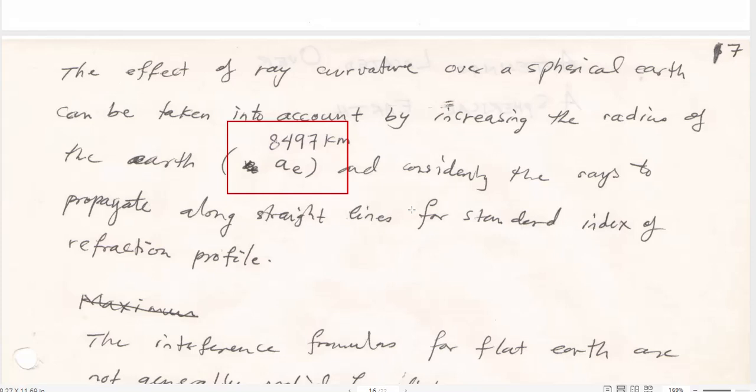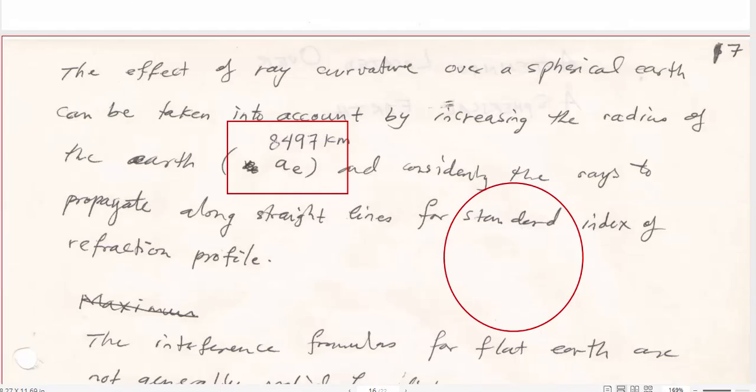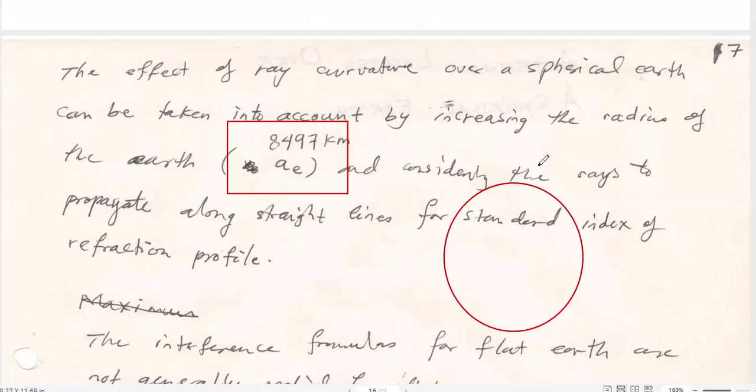8,497 kilometers. This is for standard earth. The idea came as the following. This is the earth here, and this is the wave. The wave will propagate something like that. It is not straight, of course.